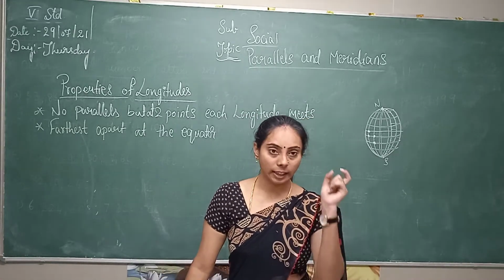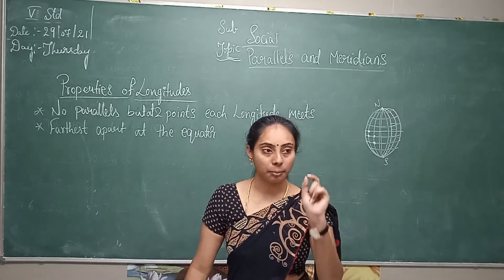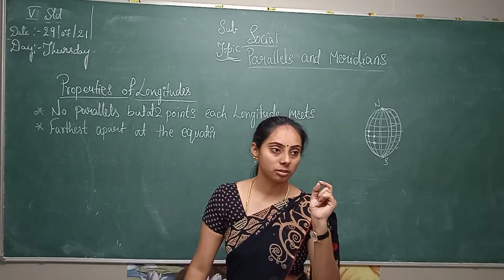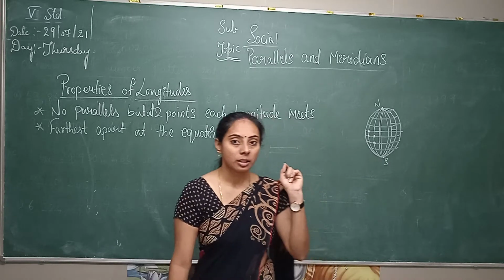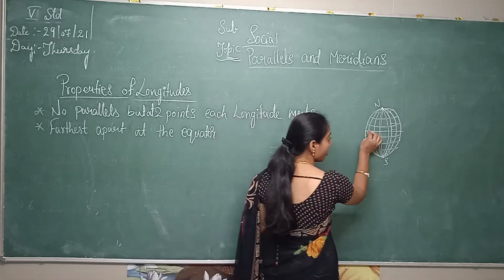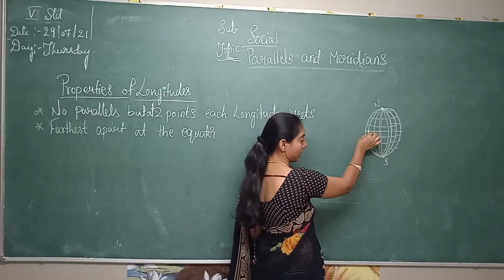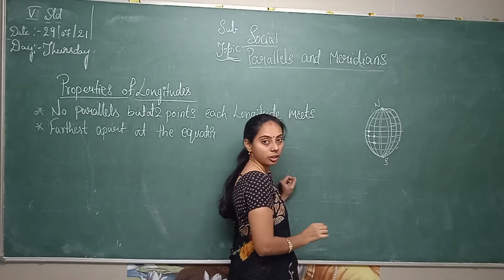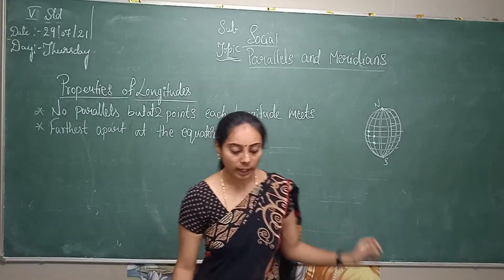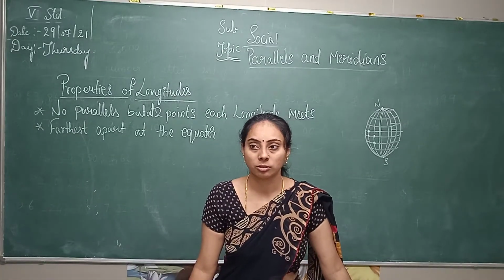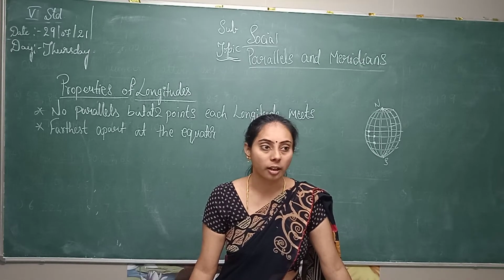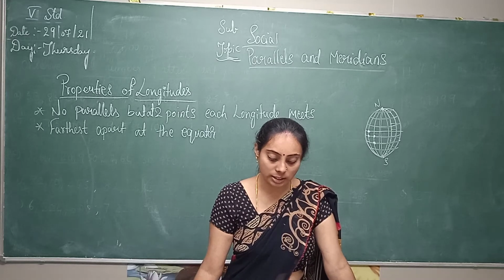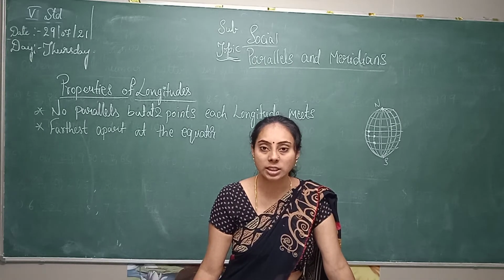What is a grid? The network of parallels and meridians on the globe is called a grid. What is grid? The network of the meridians and parallels on the globe. It is called grid or graticule. Okay. So we can locate all places on the earth's surface with the help of this grid.